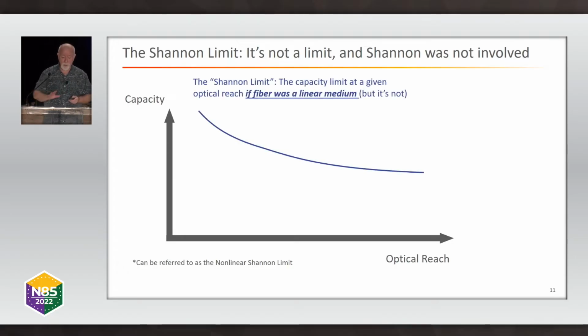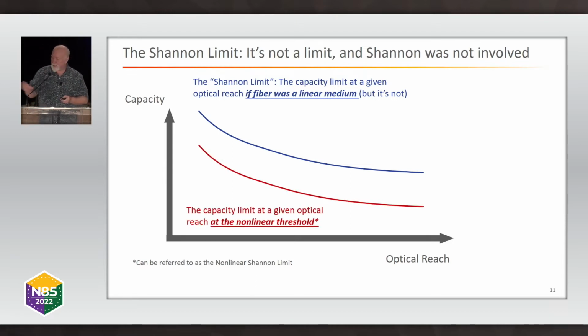So the curve will look something like this. The further you go, the lower the capacity of the fiber will be. And we can think of this blue line as the Shannon limit, which would be the capacity at a given optical reach if optical fiber was a linear medium, but it's not. So this is more like the limit that we're talking about. This is the capacity limit at a given optical reach when we reach the nonlinear threshold. So we've turned the power up, and just before it starts to distort, that's our limit.